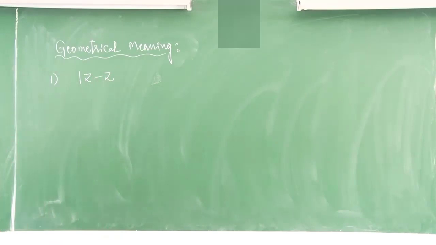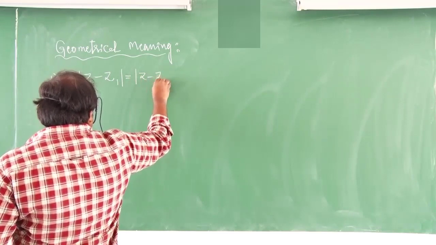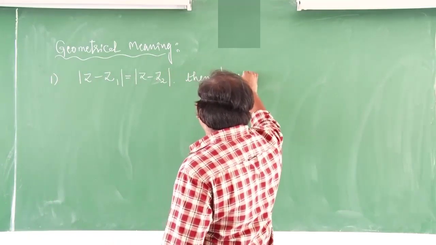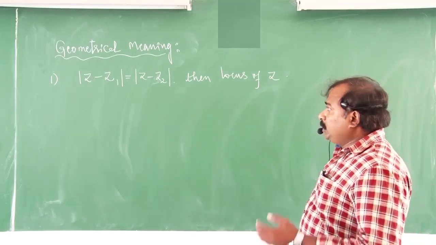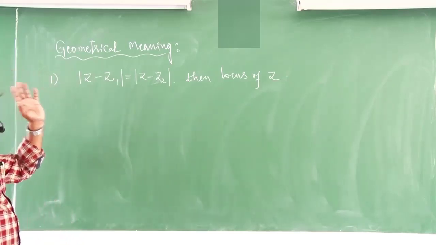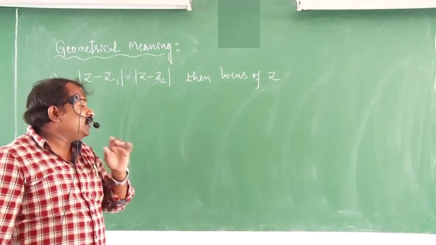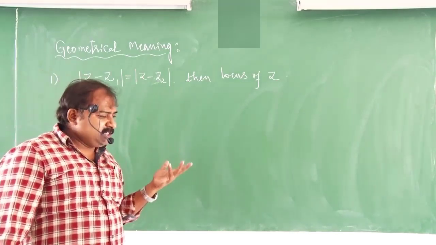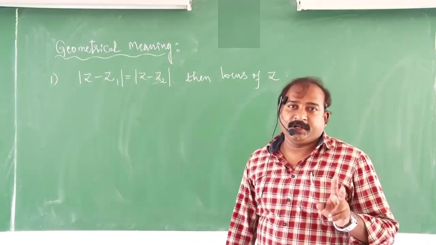the given condition is modulus of z minus z1 is equal to modulus of z minus z2. Then we have to find the locus of z. First condition, this one. Geometrical meaning. Here, what is the locus of z, if z satisfies the condition modulus of z minus z1 equals modulus of z minus z2? Simple logic, ma'am. What is the meaning of modulus? Modulus means distance between the 2 points.